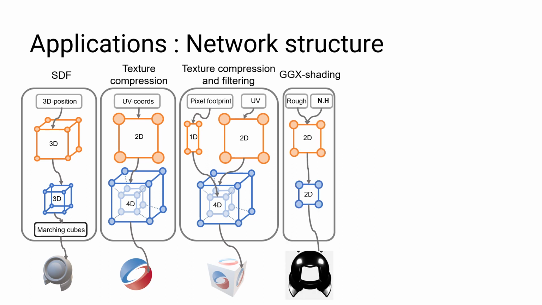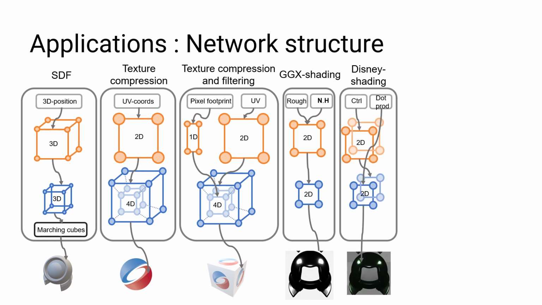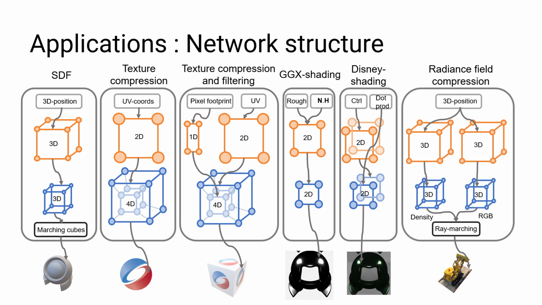In the context of shading, we can use our technique to represent isotropic GGX function. The function is used to model glossy surfaces. Similarly, we can also model a complex BRDF such as Disney using our technique, while also being more efficient to evaluate compared to reference implementations. And finally, we apply our technique to radiance field compression, where we compress regular grids storing density and view-dependent RGB using two sets of 3D indirections.